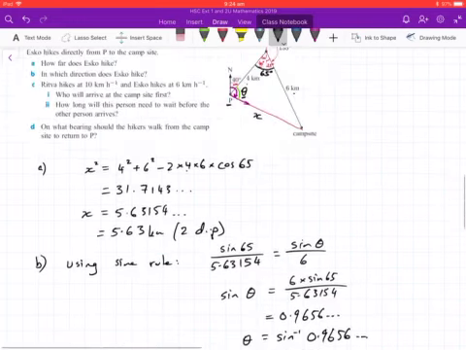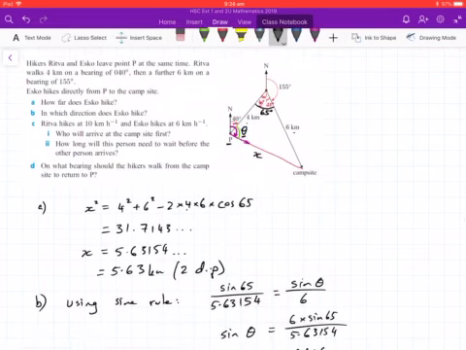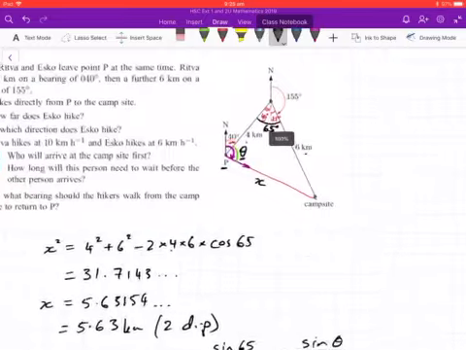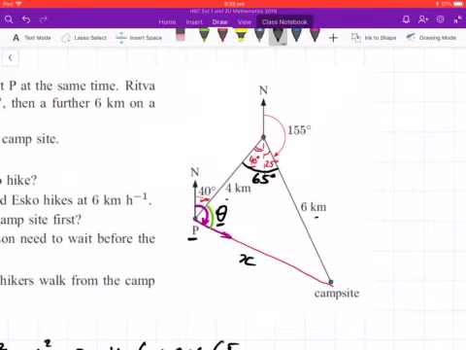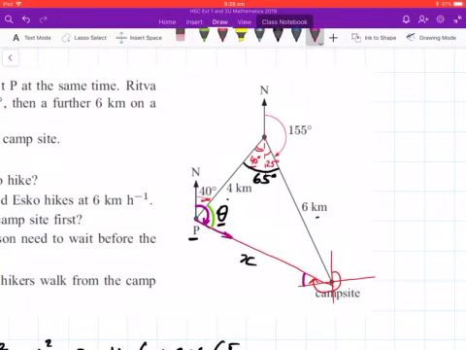All right. And the last part: on what bearing should the hikers walk from the campsite to return to P? Right, so from the campsite, I'm going to draw in a cross here. We're saying, what is this bearing here? It's going to be between 270 and 360.